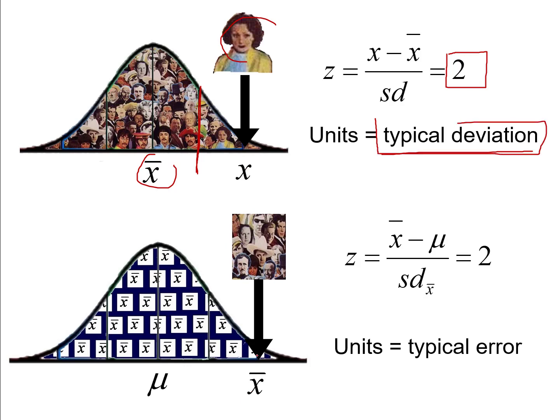In the bottom example, we're measuring how far studies deviate from a population parameter in typical error units. The standard error of the mean tells us what is the typical amount of error we would make in a study. On average, how far would study means typically deviate from the true population parameter? What's the typical error? And the typical error would be 1 standard error, and so this study made twice as much error as is typical. So its z-score would be 2.